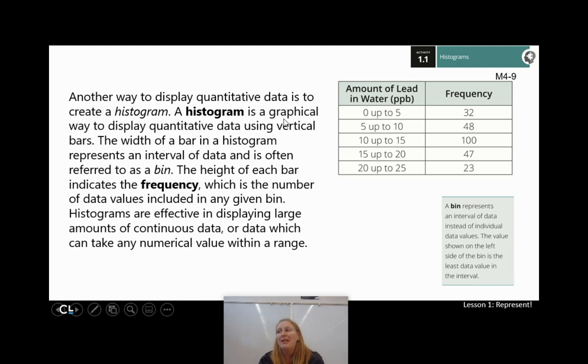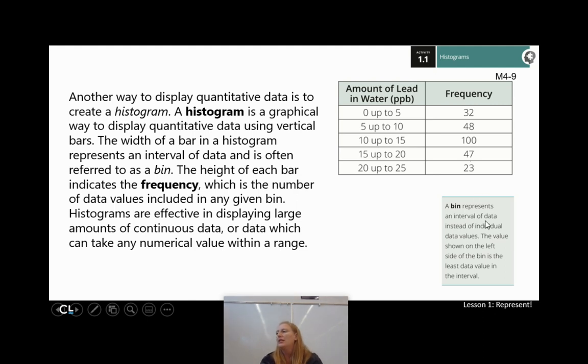And a histogram is a graphical way to display quantitative data using vertical bars. So we're actually going to make a bar graph. You might know a histogram better as a bar graph, but we're going to call it a histogram now. Now, the width of that bar in your histogram represents an interval of data that we often refer to as a bin, right? So a bin represents that interval of data. So like 0 to 5 would be a bin, right? 5 to 10 would be another bin of my data.